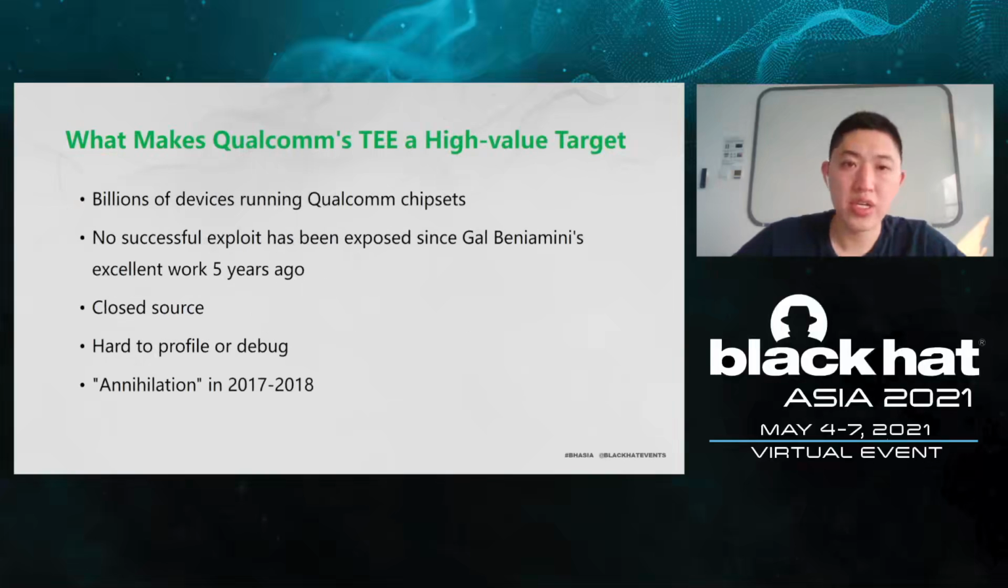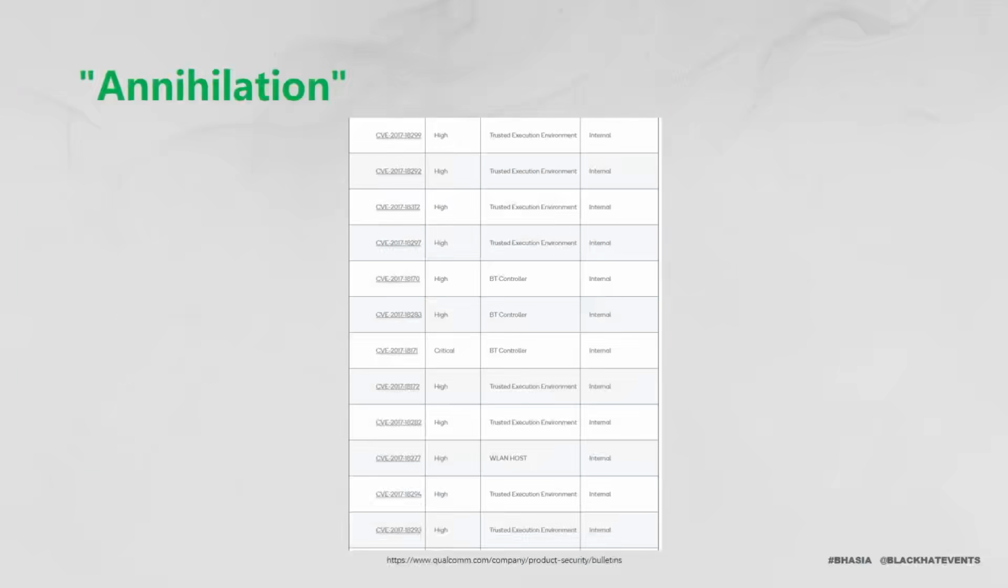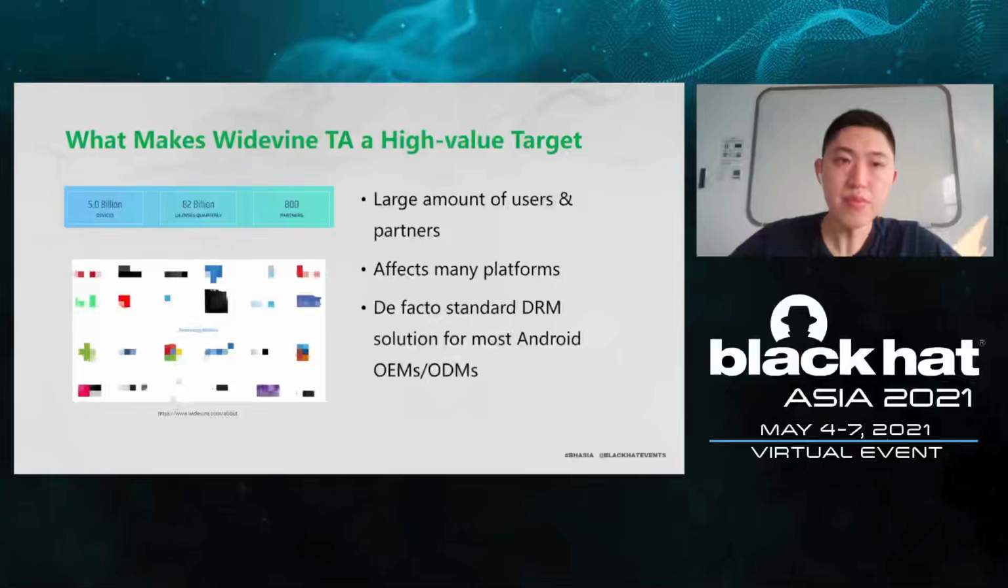So why are we looking into Widevine on QTEE? Because both of them are high-value targets. For QTEE, many devices run its chipsets, and it's very difficult to study and exploit. There are many reasons, including this. The internal researchers from Qualcomm have done many works, and the so-called low-hanging fruits have been picked up, which makes it more difficult to deal with.